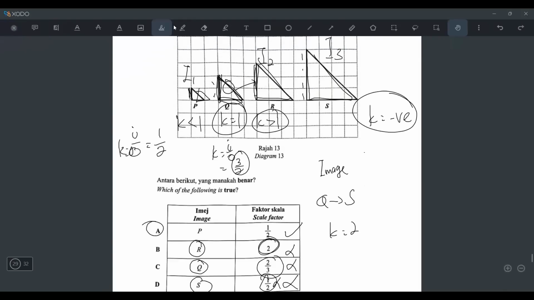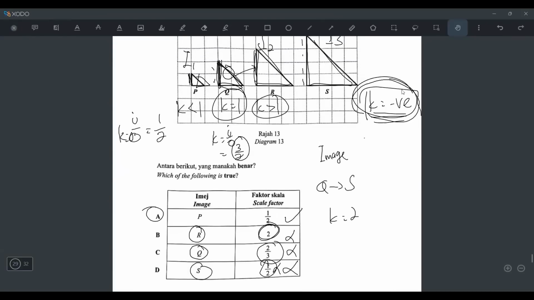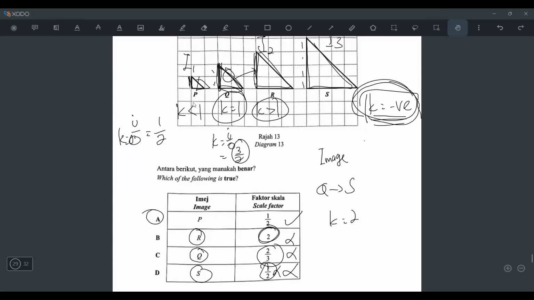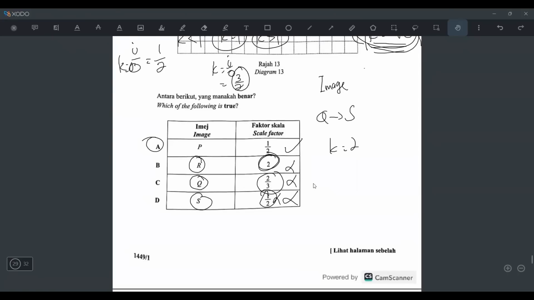I want to repeat one more time. If your image gets bigger, your K is bigger than 1. If your image gets smaller, your K is smaller than 1. But a negative K is a special one. K negative means the image and the object are at the opposite side. But some students misunderstand this. They think, oh, negative means the image becomes small. No, no such thing. The negative indicates the object and image being at the opposite side. It doesn't mean that it's getting smaller.